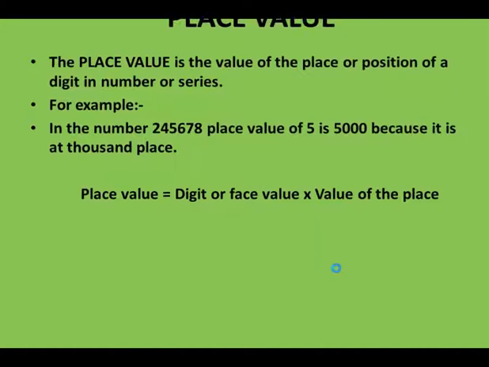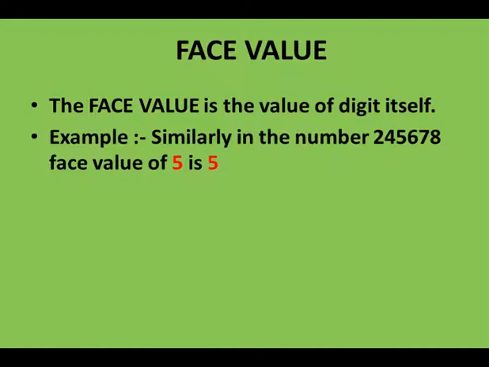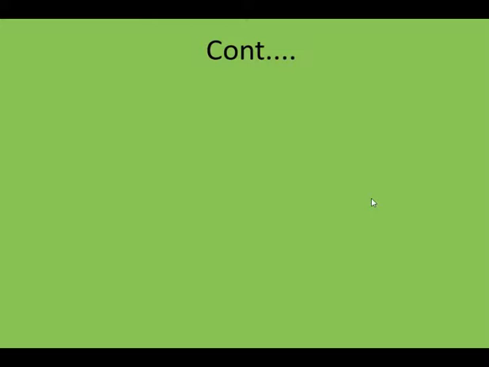Then we have face value. The face value is the value of the digit itself. For example, similarly in the number that we have taken previously, 2,45,678, the face value of 5 will be 5 only. So this is the difference between place value and face value. Face value is the digit itself only, and in place value we need to multiply the digit with the value of the place at which it exists.